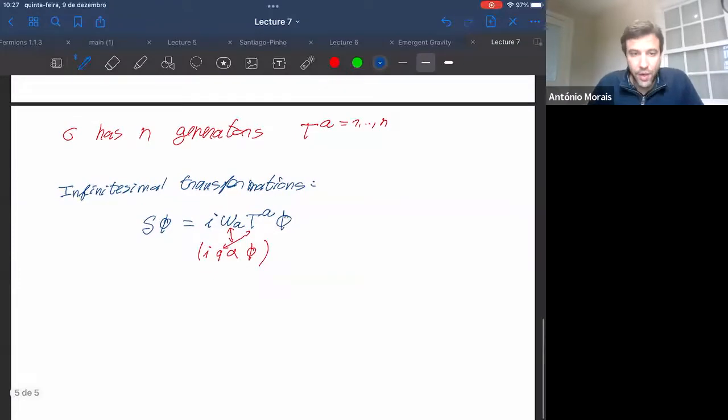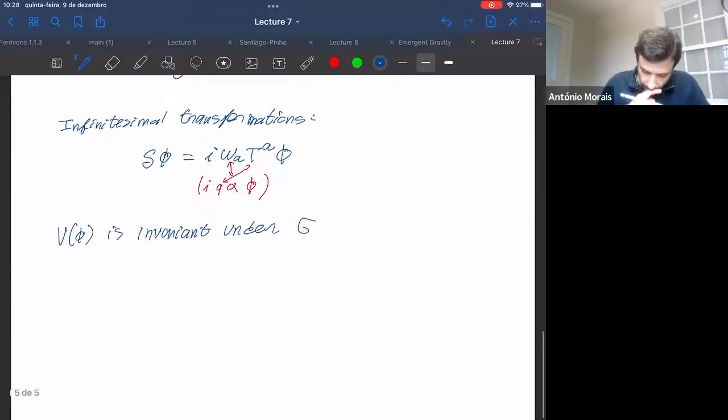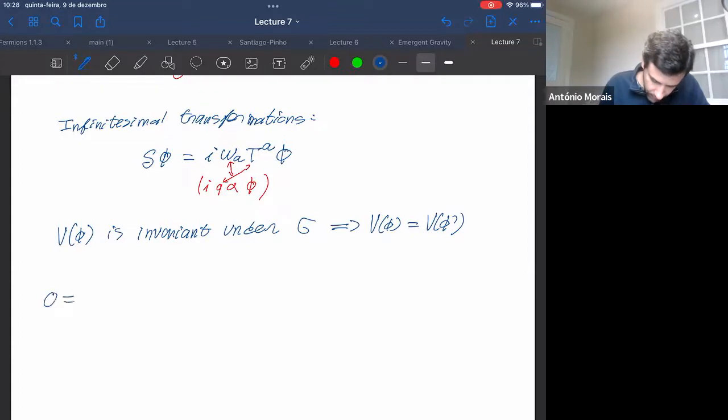Now, from the invariance, we know that V(phi) is invariant under this group G, and therefore when we do a variation on the potential, it remains the same. What we are saying is that V(phi) equals V(phi prime). This is what is meant by invariance, of course. So we can write that 0 is equal to delta V.